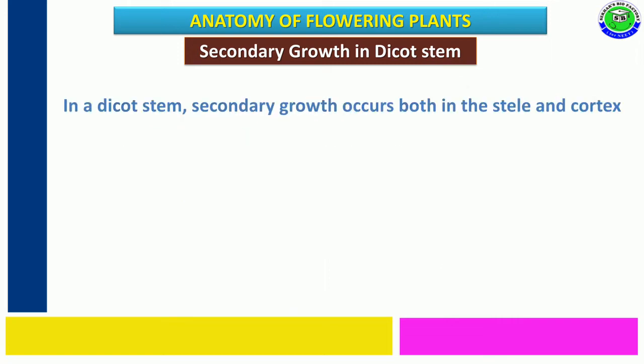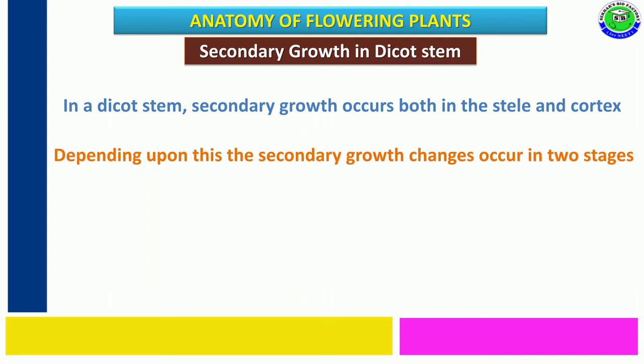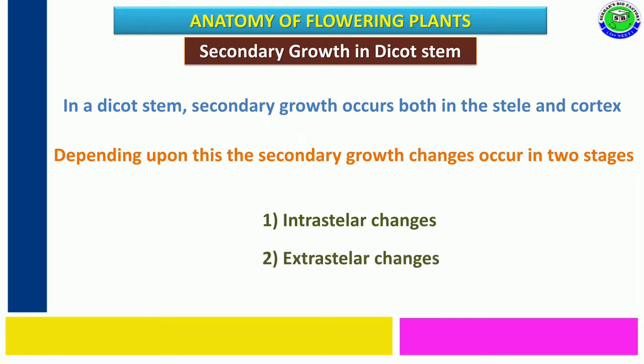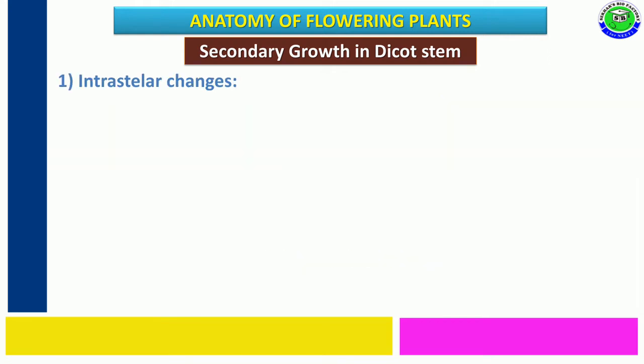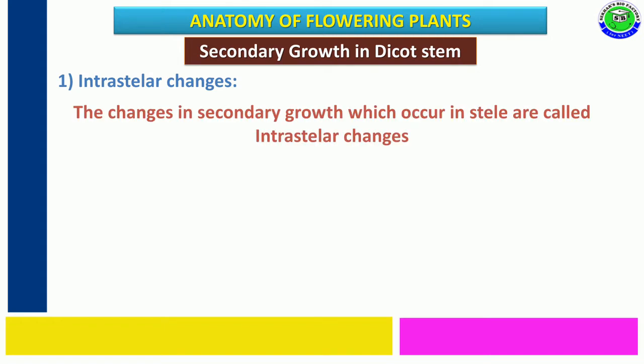In a dicot stem, secondary growth occurs simultaneously in both stele and cortex. Depending upon this, the secondary growth changes occur in two stages. The first stage is intrastellar changes and the second stage is extrastellar changes. First stage, intrastellar changes: all changes related to secondary growth which take place inside the stele are called intrastellar changes.